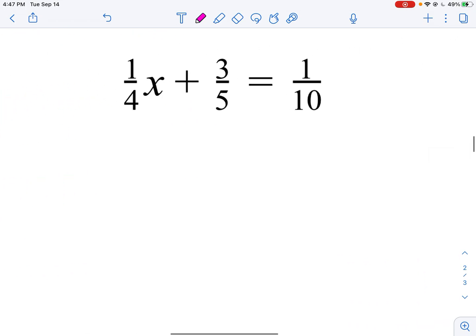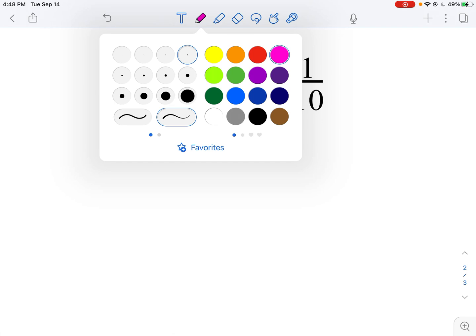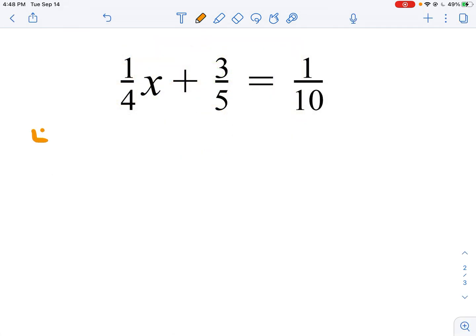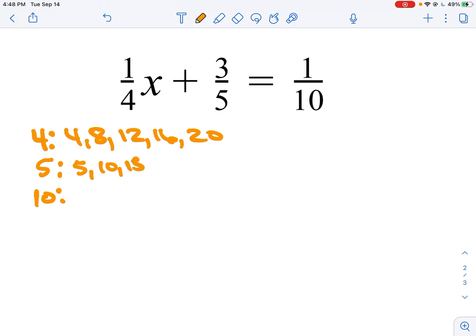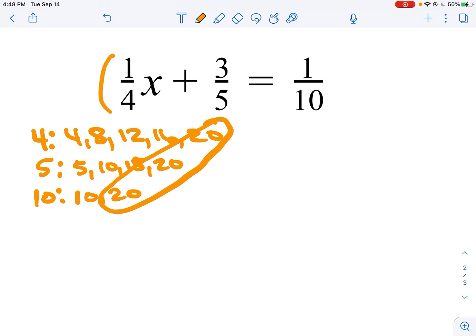Next, change my color. I'm going to use orange this time. So I have 4, 5, and 10. So 4, 8, 12, 16, 20. Oh, I think 5, 10, 15, 20. Oh, those both have 20s. 10, 20. Look at that. They all have 20. So the common denominator is going to be 20.